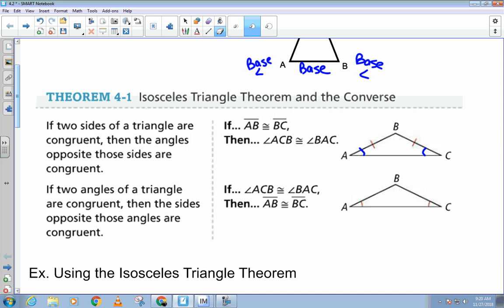Now, the converse of that is also true. It says in the converse, if 2 angles of a triangle are congruent, then the sides opposite those angles are congruent. So it works backwards also. If these 2 base angles are congruent, then the sides opposite are going to be congruent to each other, directly across from each other. So you can also think of it as: if the base angles are congruent, then the legs are congruent. And up here, if the legs are congruent, then the base angles are congruent. So let's do a couple of examples.